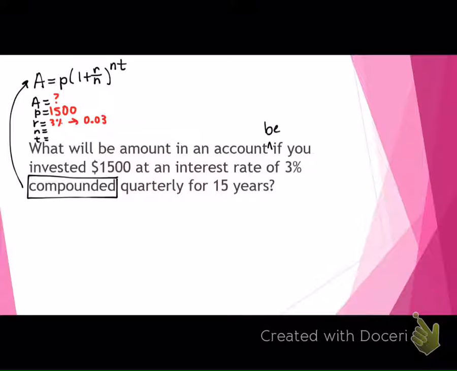N is the number of times it's compounded in a year. So what word are we looking at for N? Raise your hand and tell me what word we're looking at for N. Jordan. The word quarterly. So this is your N value. N says quarterly. What does quarterly mean, Mike? 4. So N is 4, and then we don't know the time yet.